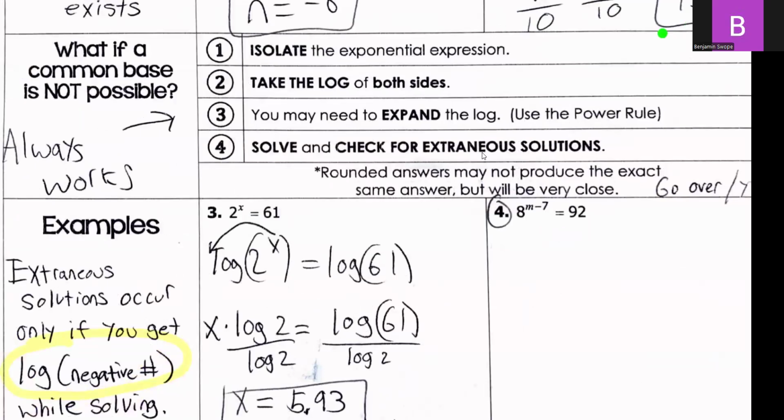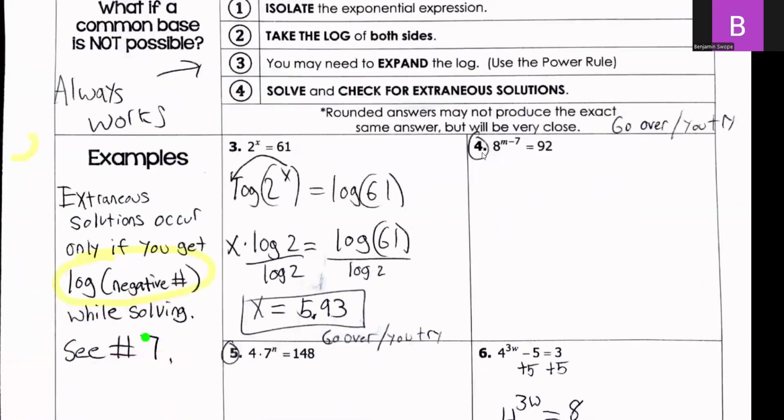We're going to try and isolate the exponential expression, basically get what's up to the power by itself. We're going to take logs of both sides. We might need to use the power rule. Pretty much all these questions we'll use the power rule, solve, and check for extraneous solutions.